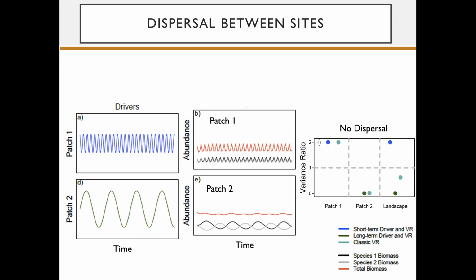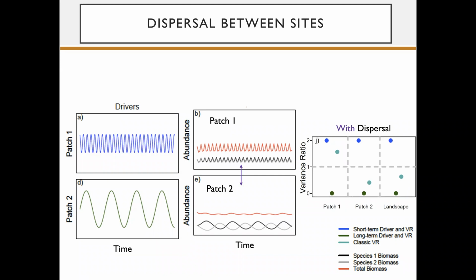In a world with no dispersal, we see really what we would expect, which is at patch 1, when they're very synchronous with the short timescale driver, it's a very high variance ratio. Patch 2, that's very compensatory, has a very low variance ratio. And at a landscape scale, there's a high variance ratio at short timescale drivers, low variance ratio at long, and it kind of averages to a lower classic variance ratio.